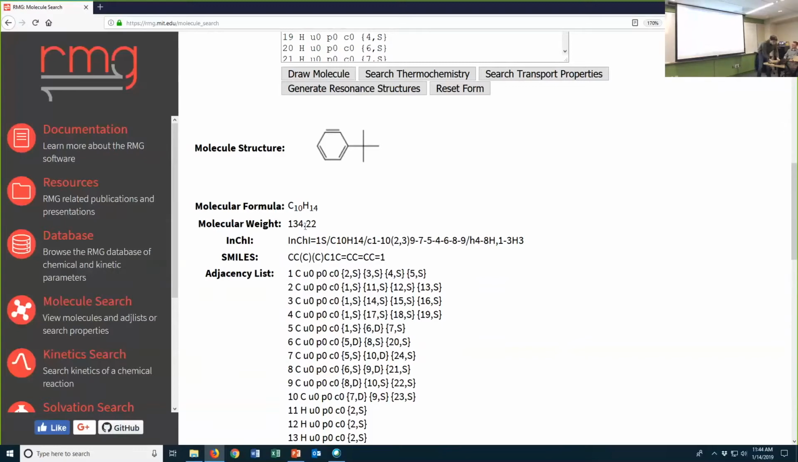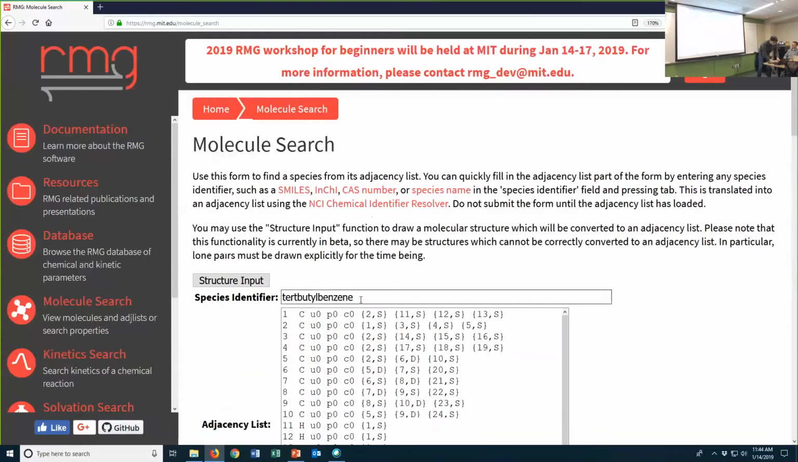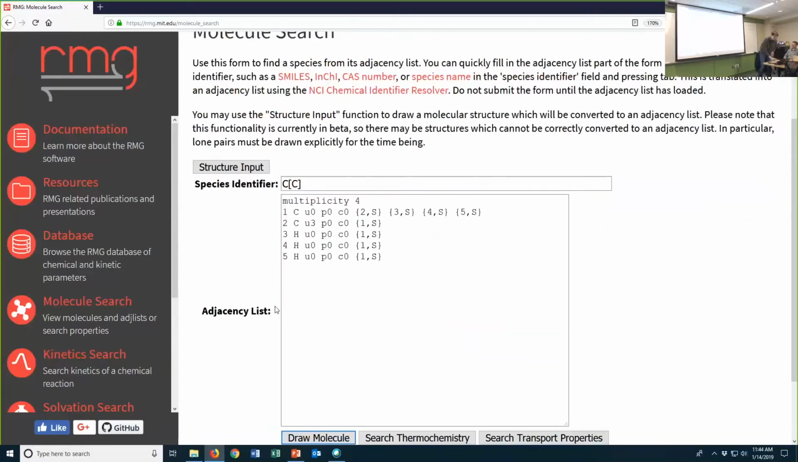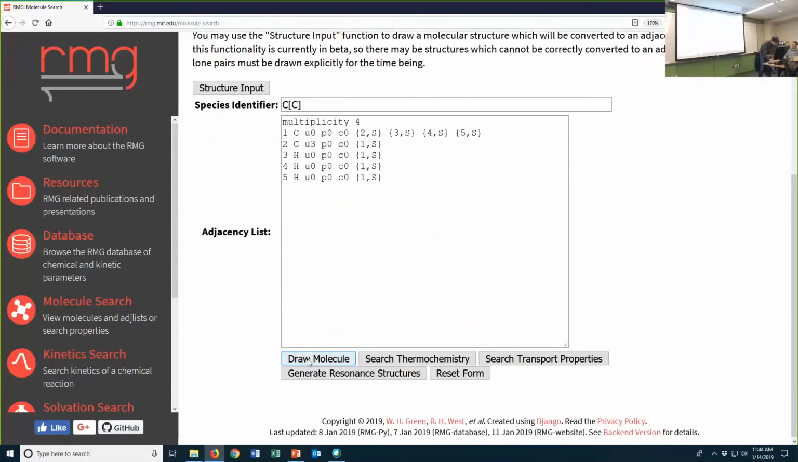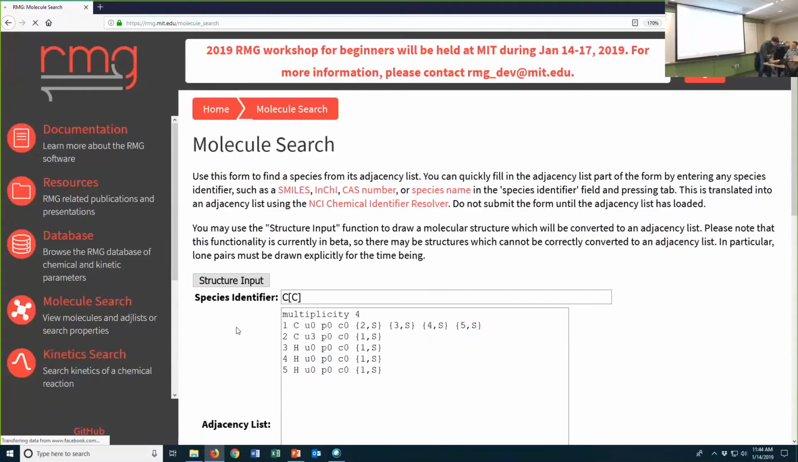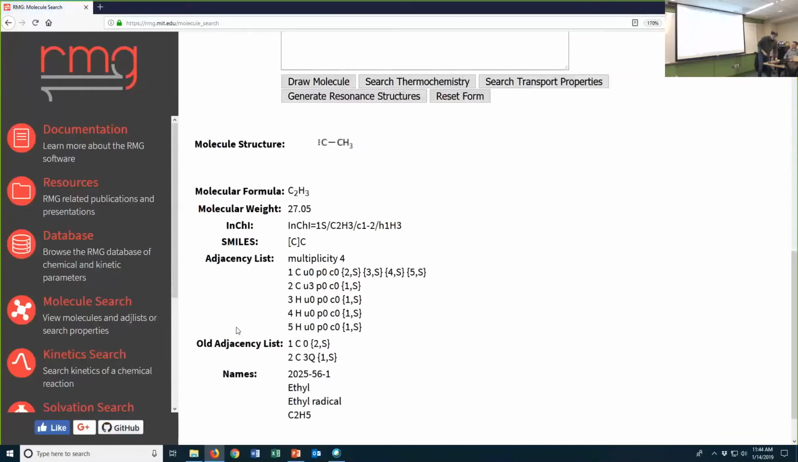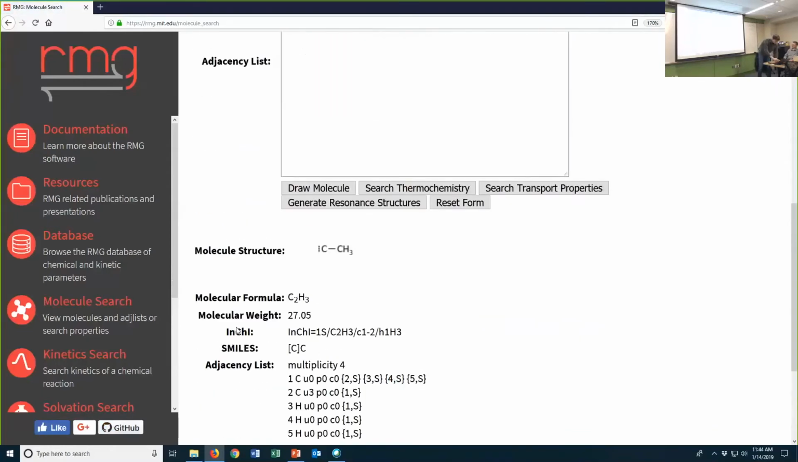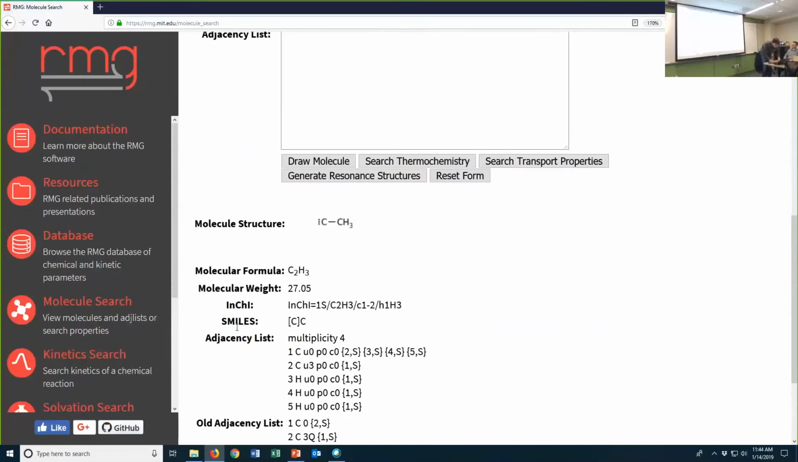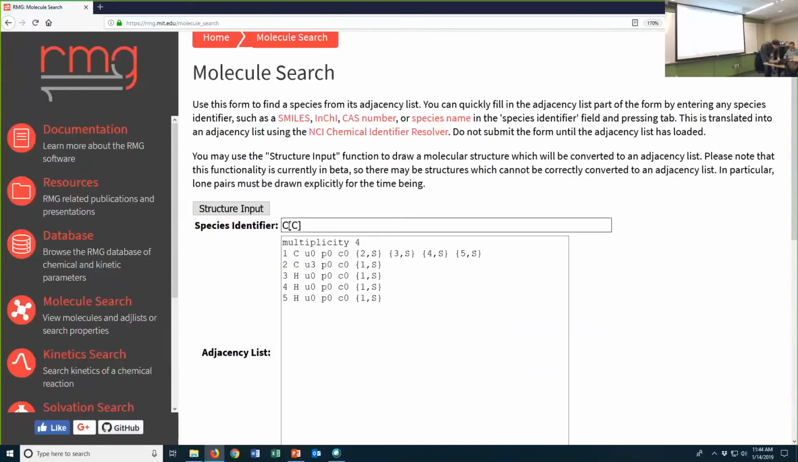You can even represent radicals. So let's do the simplest radical. I'm going to type it in the species identifier. You can type in the SMILES string. So here you see the SMILES string. Yeah, that's not right. Inside the bracket, you need H2. Oh, yeah, sorry.